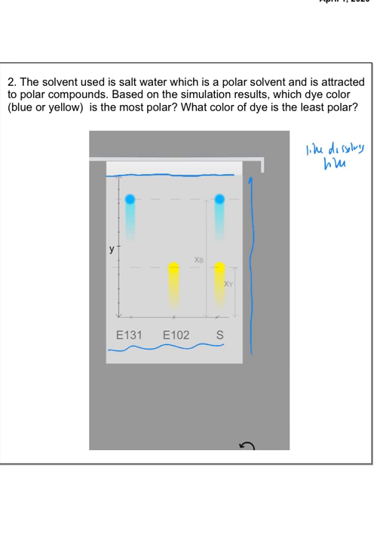So the dye that traveled the farthest with the polar solvent is going to be the most polar. The blue traveled the farthest, which makes it the most polar because the solvent was polar. The least polar then would be the yellow dye because it did not travel as far, meaning it's not as attracted to the polar solvent.